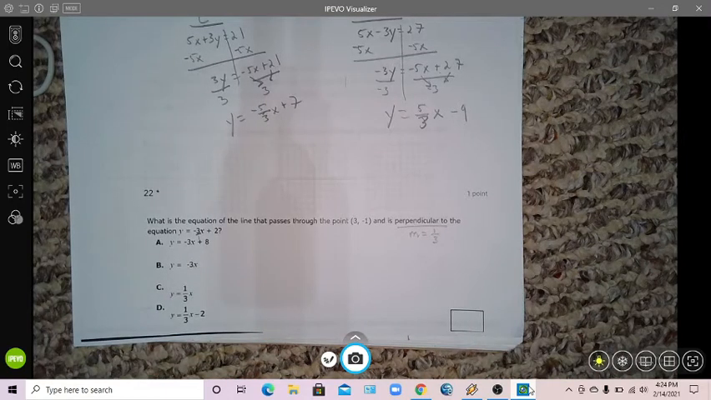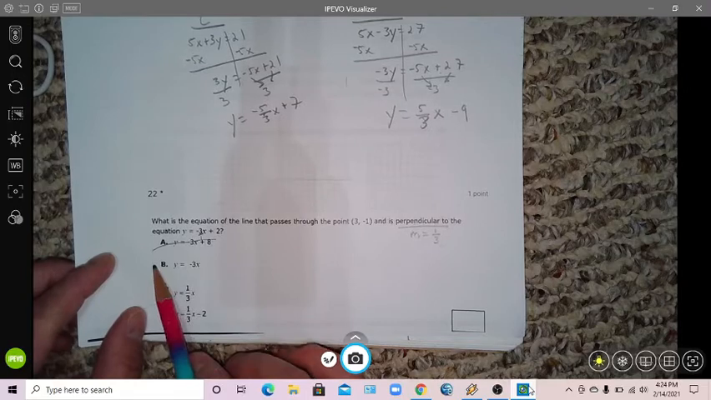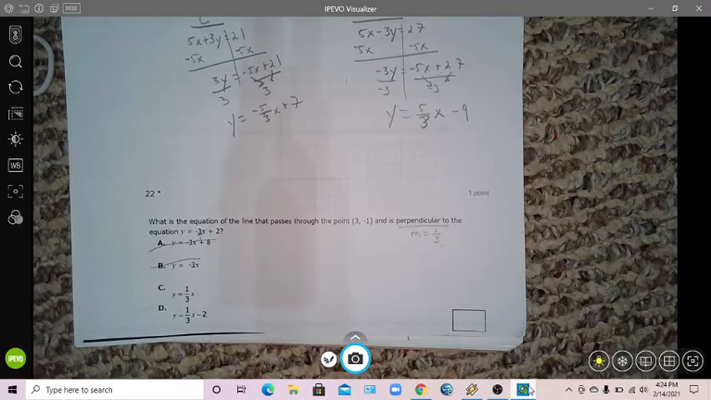Okay, so it looks like all of these equations are in y equals mx plus b form. So I know the slope has to be 1/3. So it looks like it's option C or D. It's not A and it's not B. Okay, alright, so let's find out our b. Is it going to be 0 or is it going to be negative 2?